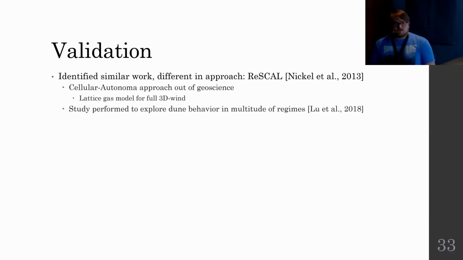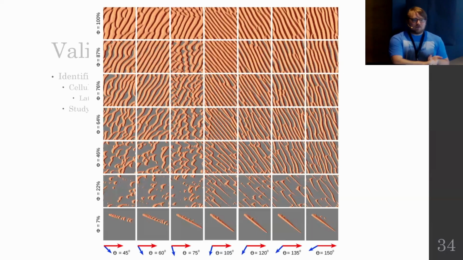Again, not real time. But there was an additional study performed later using this model, this cellular automata one, to explore dune behavior in a number of regimes. Okay, so this is where we start exploring the behavior of this method with different sand availability, as well as a different bidirectional wind regime.